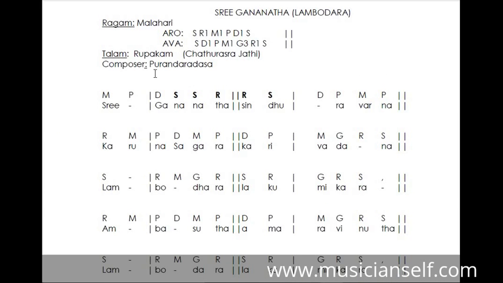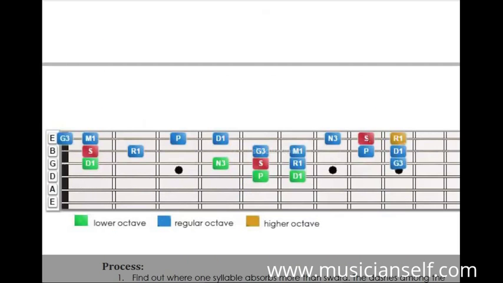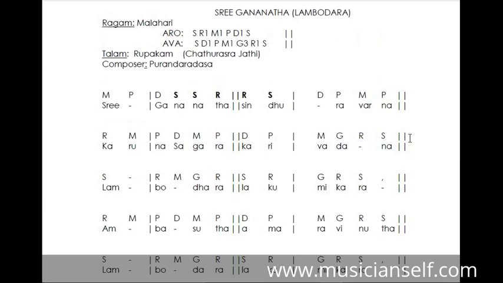Let us start with the first line. Mapa Dha Sa Sa Re Re Sa Dha Pa Mapa. The boldened swaras mean that they are on the higher octave. Sa and Re on the higher octave are on the first string 8th fret and 9th fret. Ma Pa Dha Sa Sa Re.